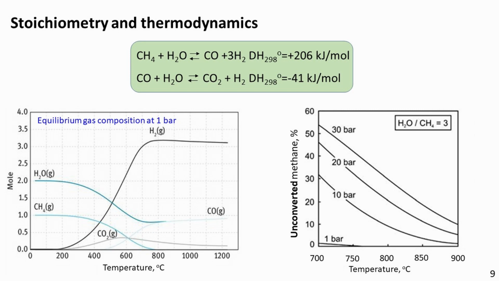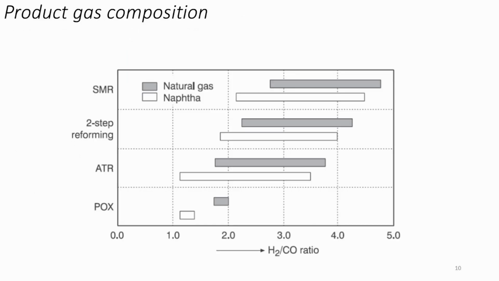Other thermodynamic constraints are related to the risk of carbon formation when too little oxidant is present. The methane steam reforming reaction results in a hydrogen to carbon monoxide ratio close to 3. Steam can be replaced by carbon dioxide, resulting in a ratio close to 1. The addition of oxygen in autothermal or partial oxidation reforming gives a lower hydrogen to CO ratio.